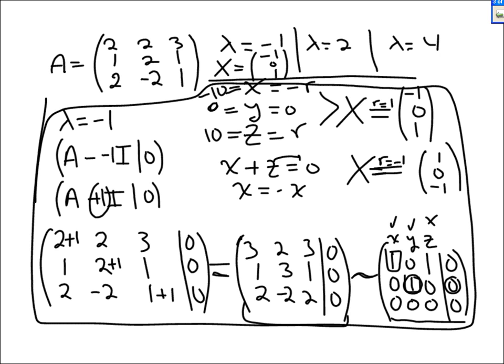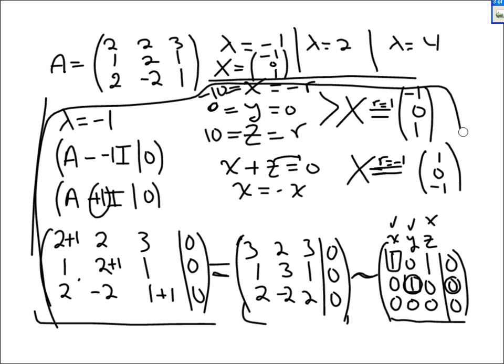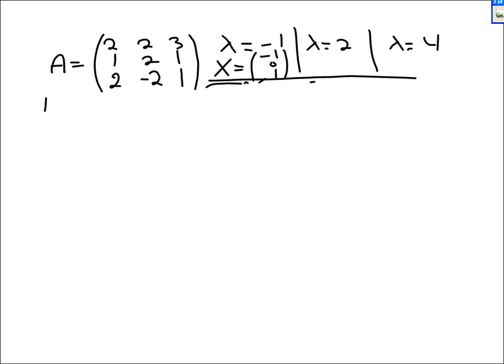If your classmate's eigenvector is a multiple of yours, that's okay. They can be a multiple of one another. You don't have to all get the same eigenvalues. Sorry, eigenvectors. The eigenvectors have to be a multiple of one another.